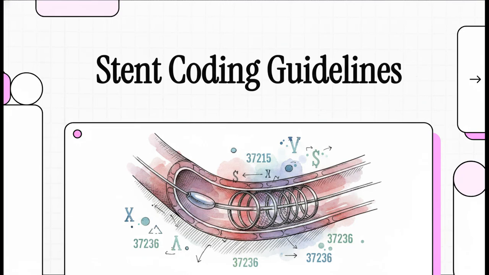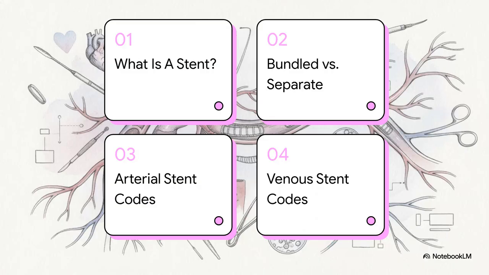Mastering vascular intervention coding can sometimes feel, well, like trying to decipher a completely secret language. But today, in this explainer, we're going to cut right through all that confusion. We are going to master stent placement coding guidelines together by grounding all those complex numbers and rigid rules into physical reality. We're translating the actual surgical steps into the exact CPT codes you need using a super clear visual structure. Okay, let's dive into this roadmap.